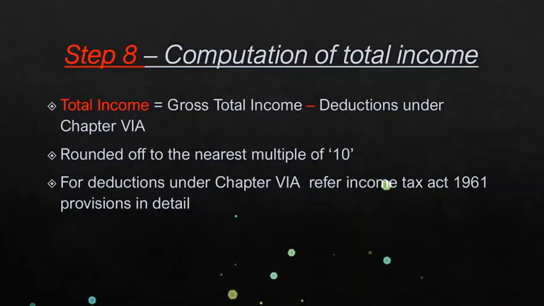Step 8. Computation of total income. Total income equals gross total income less deductions under Chapter VI-A, rounded off to the nearest multiple of 10. For deductions under Chapter VI-A, refer to Income Tax Act 1961 provisions in detail.